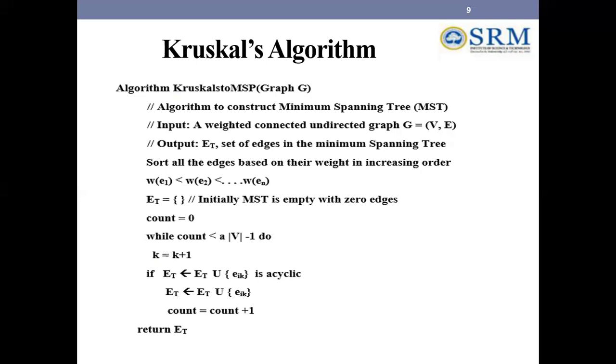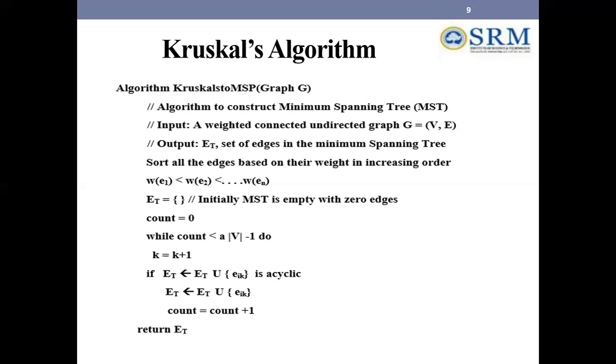So while count is less than |V| minus 1, the loop is repeated for all the vertices except 1. And k equal to k plus 1. So we are taking the first edge. Choose the edge ET union Ek. It is acyclic. Choose the edge with minimum weight.